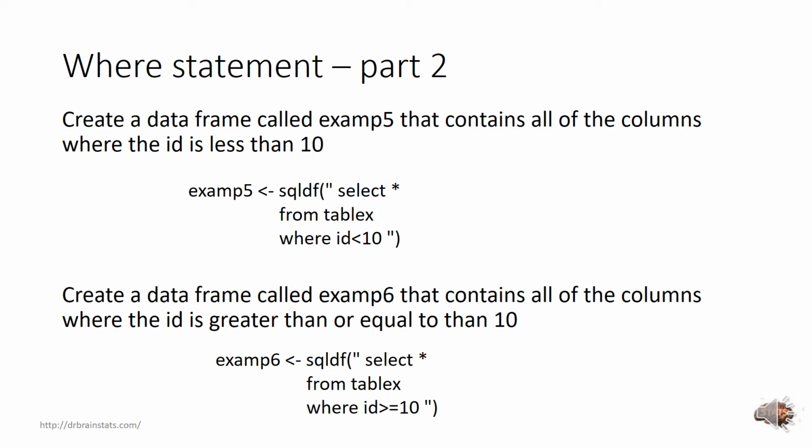Now we can proceed to the next stage of a where statement. We want to create a data frame called example 5 that contains all of the columns where the ID is less than 10. Again, this code should be very similar to the previous one, but we just have the less than sign instead of the equal sign. Example 6, we want to contain all of the columns where the ID is greater than or equal to 10. As you notice, the code is very similar again. It's just we have the greater than or equal to sign in a where statement.